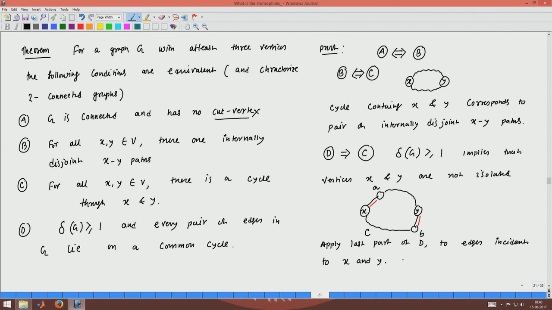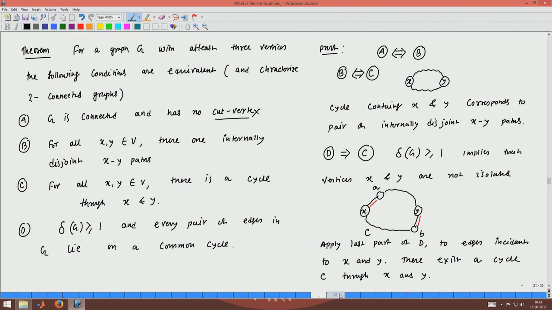This implies there exists a cycle C through x and y, basically the same cycle C which contains the vertices x and y also. So, we proved that D implies C, right.